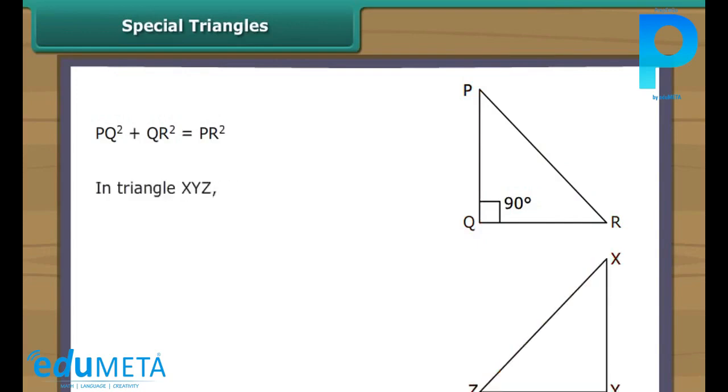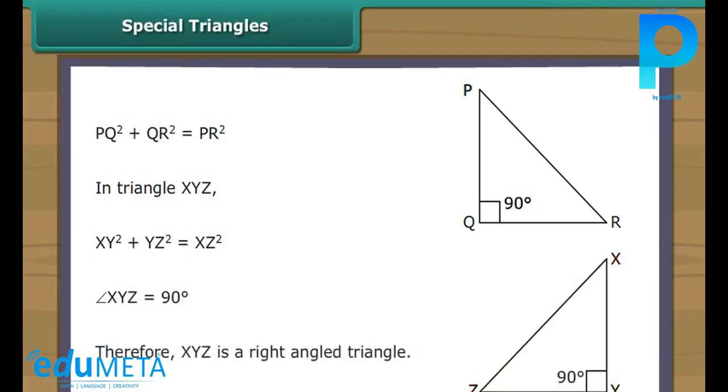In triangle XYZ, it is given that XY square plus YZ square is equal to XZ square. Let us measure angle XYZ of the triangle, which is opposite to the hypotenuse XZ. Angle XYZ is equal to 90 degrees. Therefore, XYZ is a right-angled triangle.